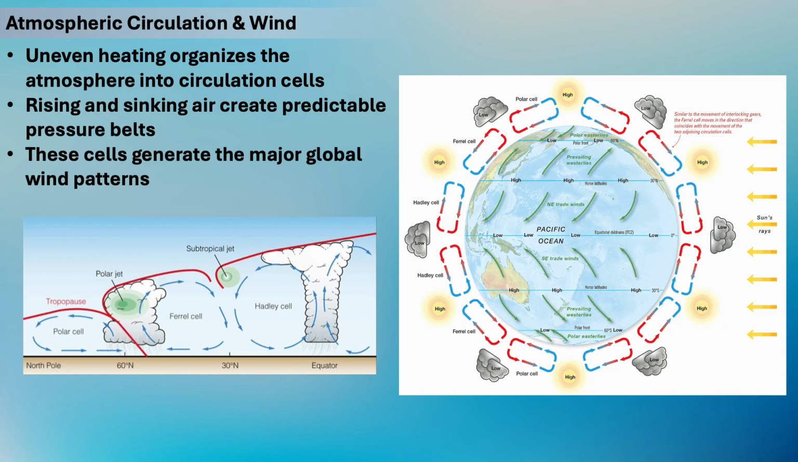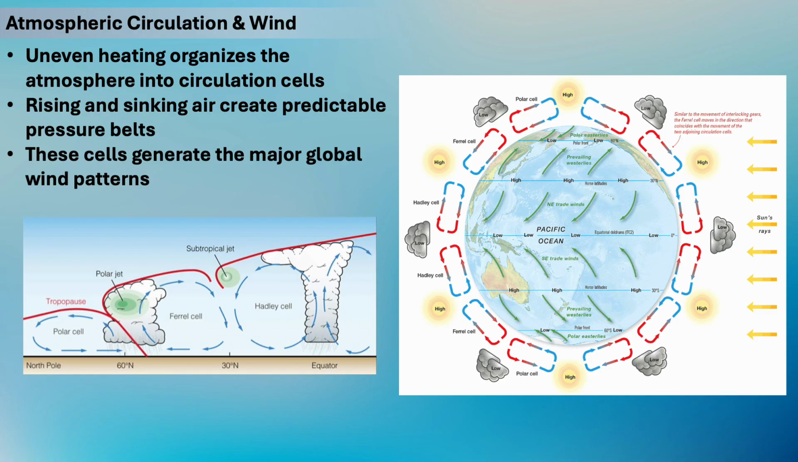The Hadley cell is not a special case. It is a consequence of physics. Warm air rises, cold air sinks, and the atmosphere organizes itself into circulation cells that transport heat away from the equator. Similar logic explains the Ferrel cell at mid-latitudes and the polar cells near the poles. That's where cold, dense air sinks and moves back toward the equator near the surface.